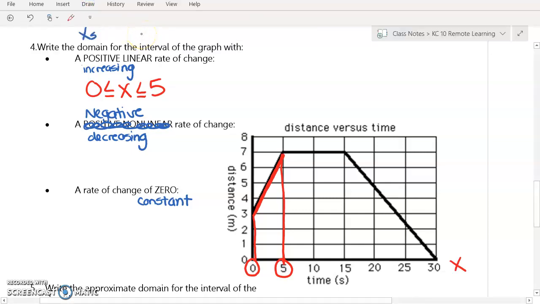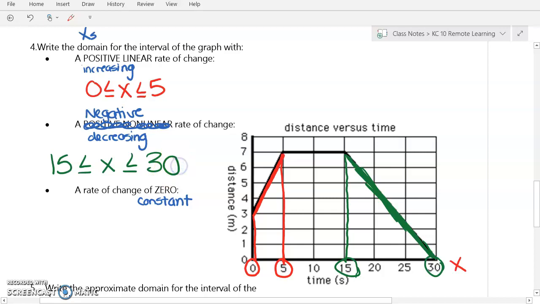A negative rate of change, so again, it's asking where is it decreasing. So I'm highlighting the section in which it is decreasing in green. So where did it start decreasing? It started decreasing at 15. It stopped decreasing at 30. So it'll be 15 less than or equal to x less than or equal to 30. Again, it's x because we're talking about the domain.